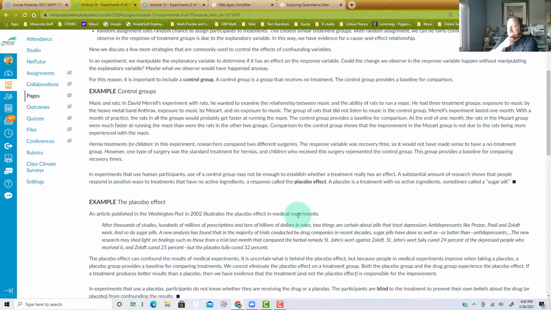Sometimes there's a mention here about a hernia. A hernia is a type of medical issue that usually requires surgery, but they're trying out different types of surgery. So what they might want to do is say the old style would be the control group, and the new style would tell us whether there's a change in the type of surgery that we're performing.